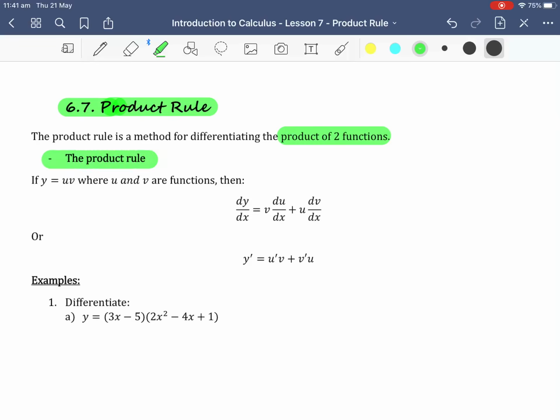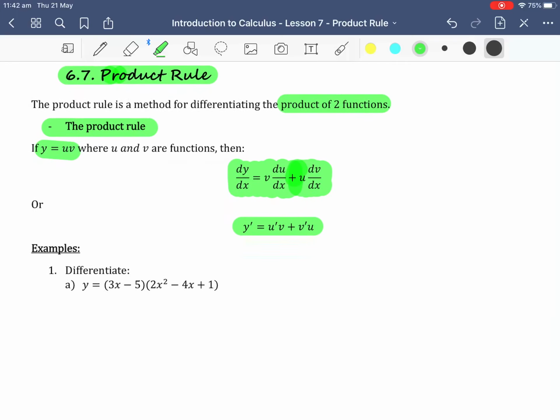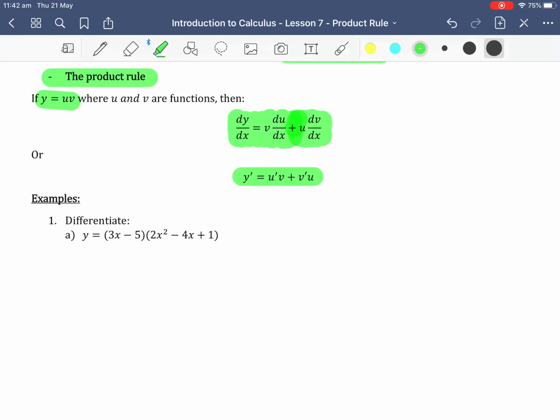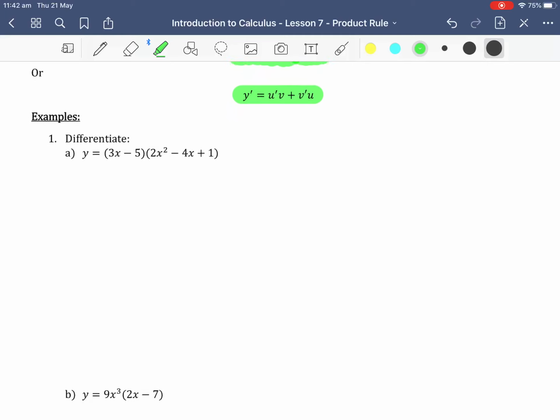So for the product rule, we have if u and v are functions of x and y equals uv, that means u and v are multiplied together, where u and v are functions, then we have dy on dx, so the derivative of y with respect to x, equals v times du on dx plus u times dv on dx. Or we have y dash equals u dash v plus v dash u. So let's have a look at some examples.